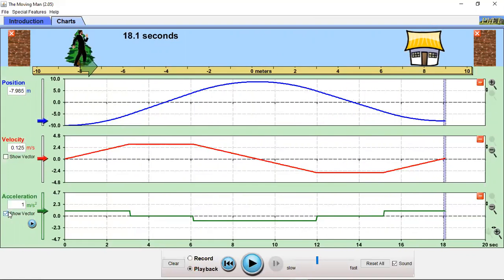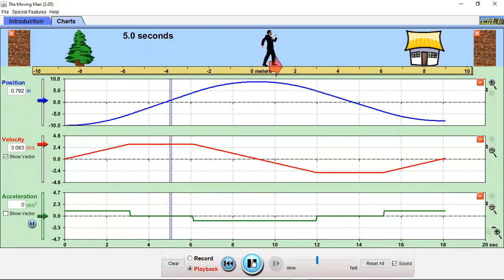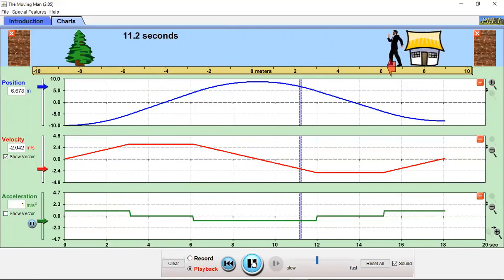Let's try that again, and let's have a look at the velocity vector this time. So if we go right back to the start, we'll see at the beginning his velocity is 0. Then his velocity is increasing positive, constant positive, decreasing positive for C. Then he turns around, for D it's increasing negative. For E, it's constant negative. And for F, it is decreasing negative until he comes to rest again.